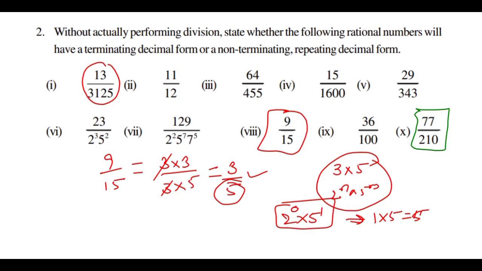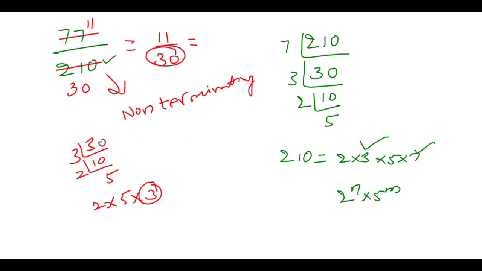That means it is terminating. If you see this one, we have 3 into 5. Generally people will think it is non-terminating, but by simplification, after doing that cancellation, we get only 3 by 5. So 5 means we write 2 power 0 into 5 power 1, so that it is a terminating decimal. Okay.